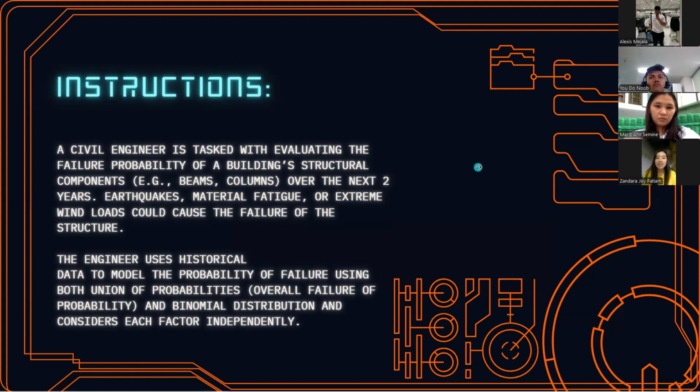Earthquakes, material fatigue, or extreme wind loads could cause the failure of the structure. The engineer uses historical data to model the probability of failure using the union of probabilities, overall probability of failure, and binomial distribution, and considers each function independently.